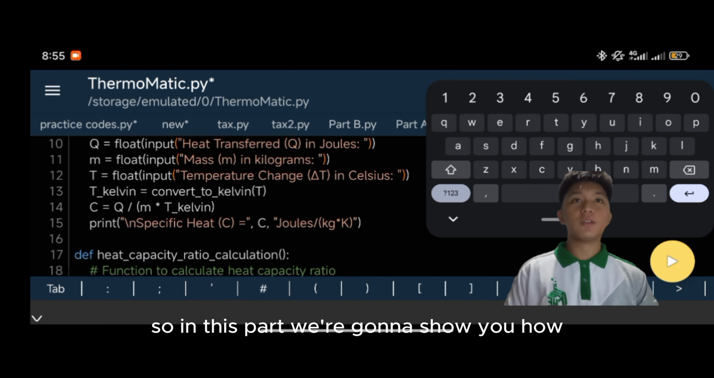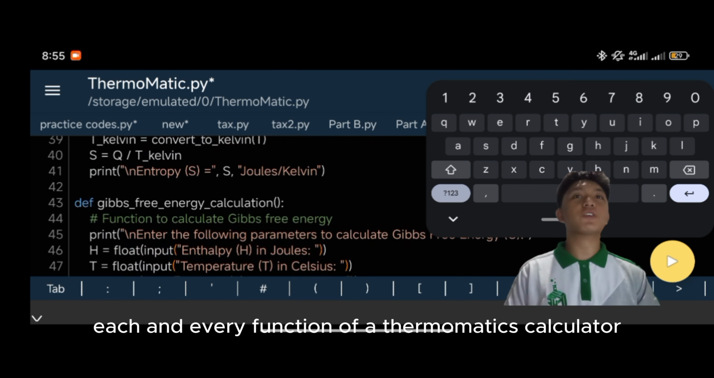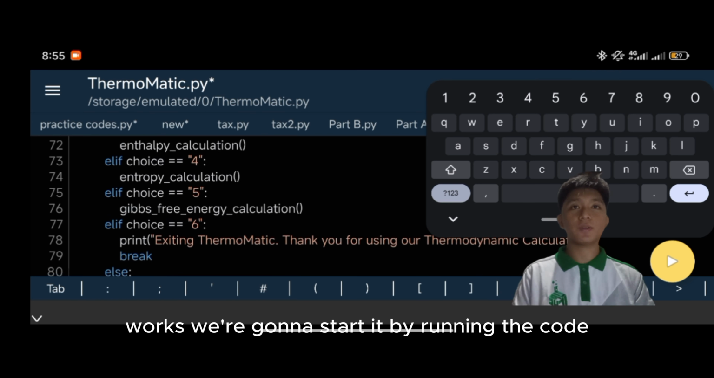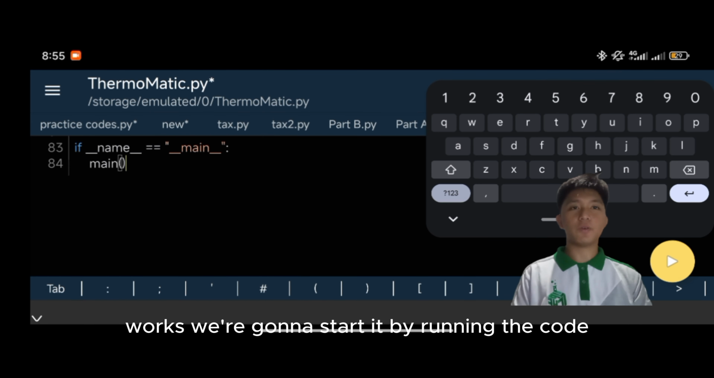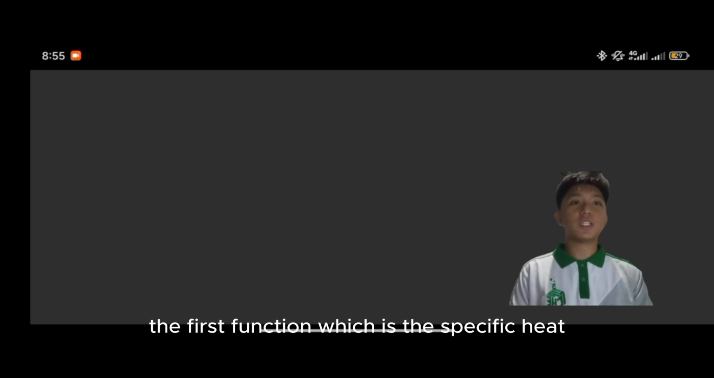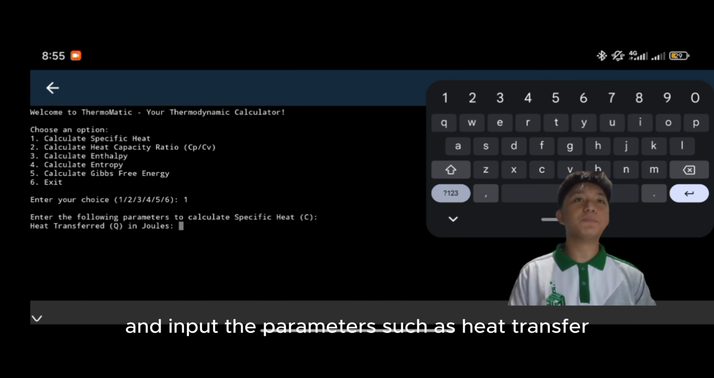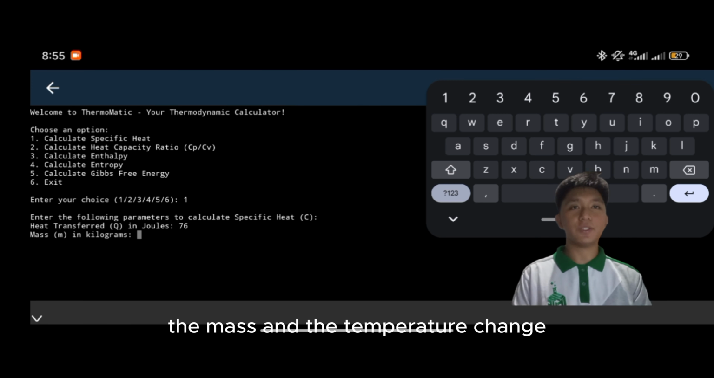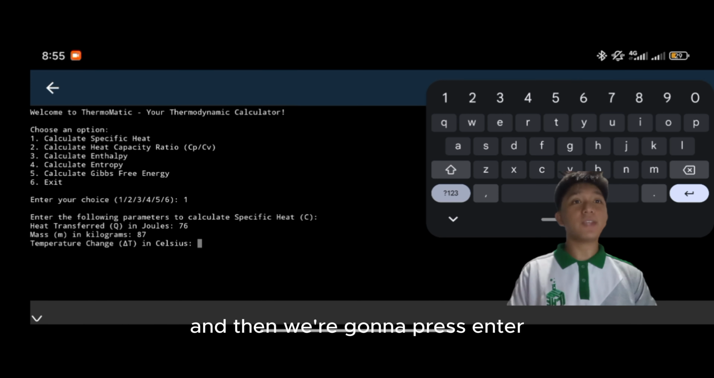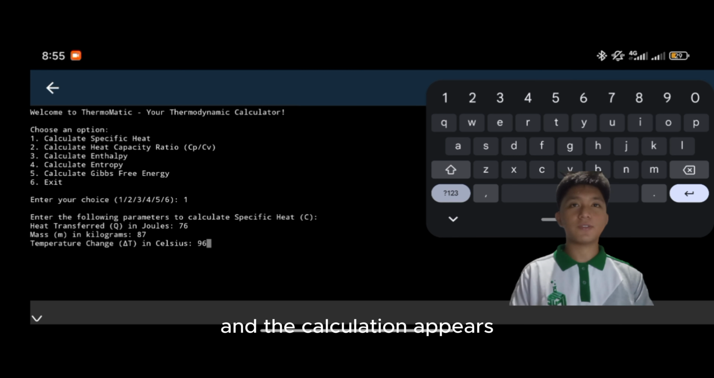So in this part, we're going to show you how each and every function of the ThermoMatic calculator works. We're going to start by running the code. The first function, which is the specific heat, we're going to press 1 to start the function and input the parameters such as the heat transfer, the mass, and the temperature change. And then we're going to press enter and the calculation appears.